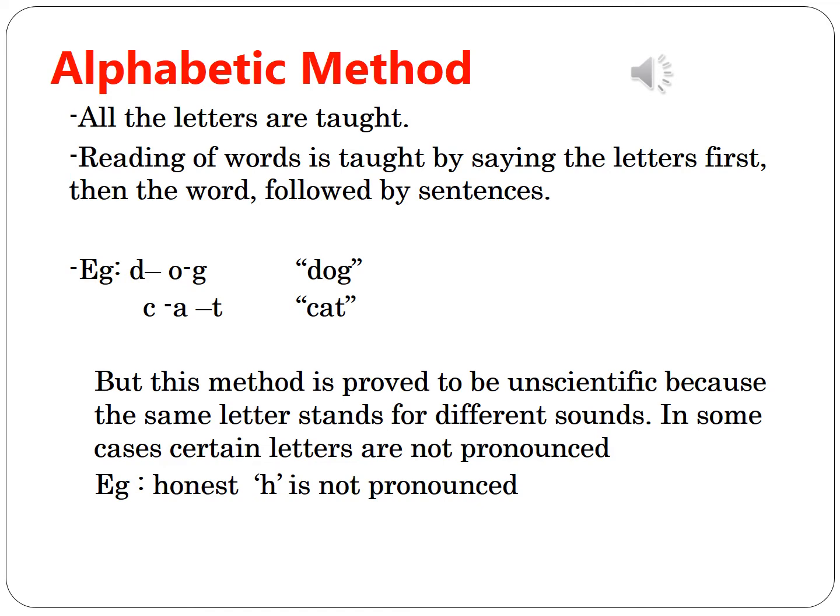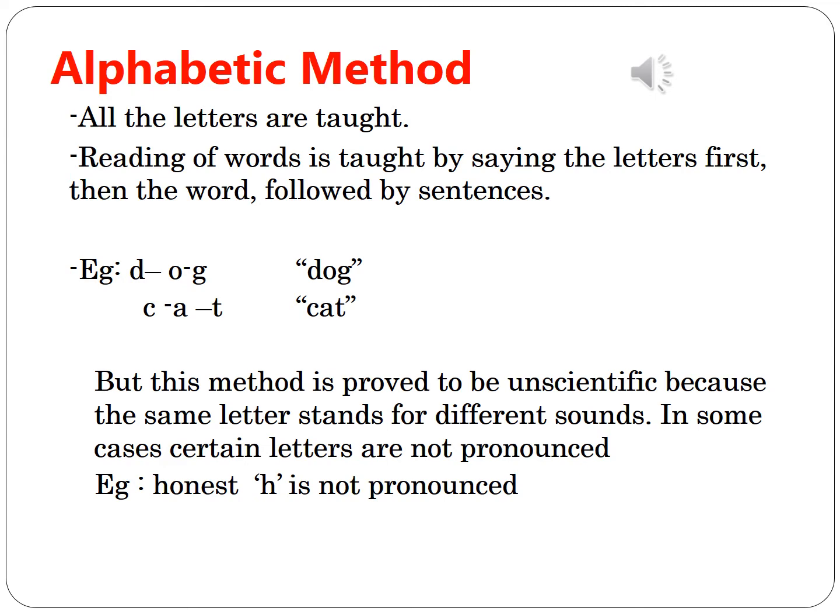But this method is proved to be unscientific because the same letter may stand for different sounds. For example, the letter S. The letter S may be articulated in different ways like music, pleasure, ship and so on. The same letter is there in the spelling, but when you pronounce it, the same letter S would be pronounced in different ways. So that is why people are not entertaining the alphabetic method today.